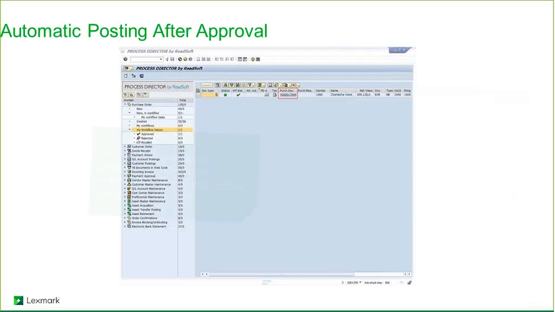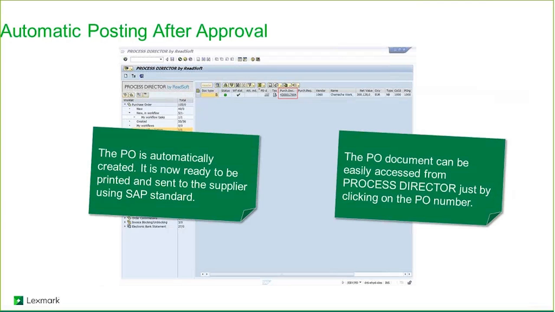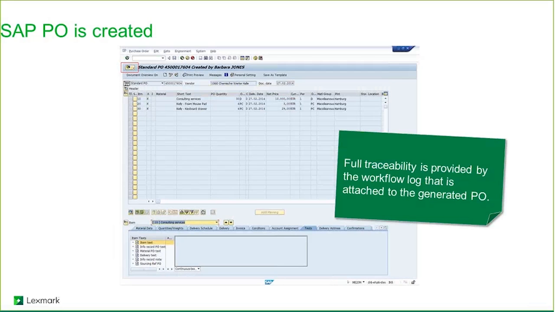And then finally, once she approves it, the PO is automatically created, now ready to be printed and sent to the supplier using the SAP standard print options. And the purchase order can be easily accessed from our Process Director solution just by clicking on the PO number. And, of course, we provide full traceability from the workflow log that is attached to the generated PO. So note that from one requisition, one or more purchase orders could have been created. For example, if the requisition created had multiple vendors, we may want to create more than one purchase order, of course.